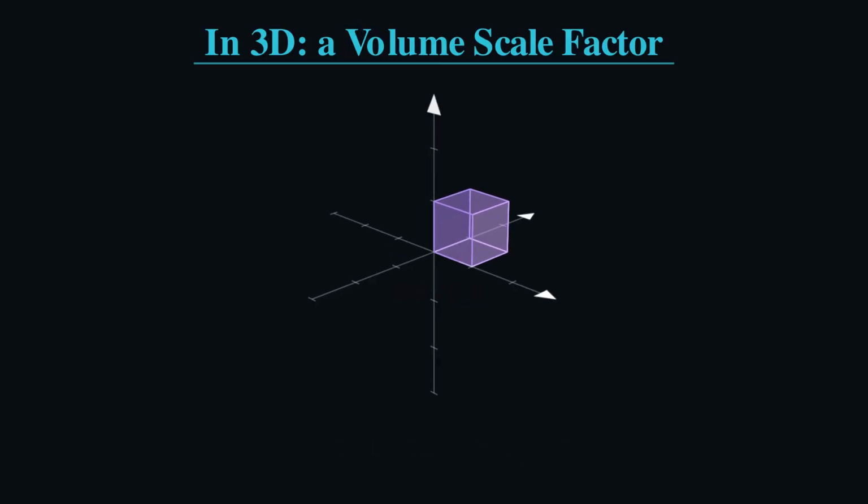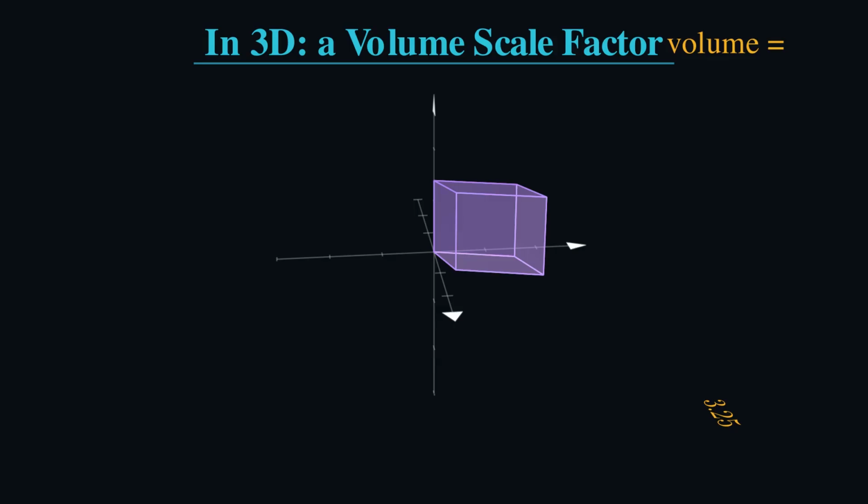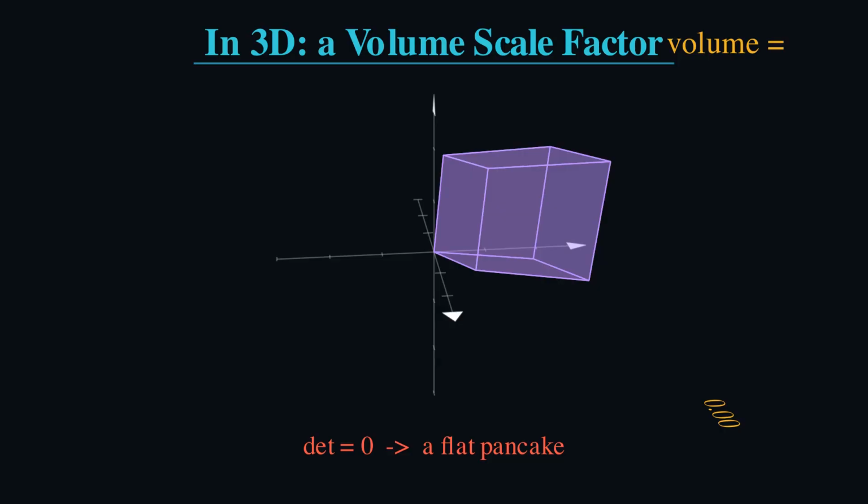Add a dimension and nothing changes but the word. In 3D, the determinant is how much the unit cube's volume grows. Feed it a 3 by 3 matrix and the cube swells into a slanted box. Its volume climbs to about 3 1/3, the determinant. And if the determinant is 0, the box is squashed completely flat into a pancake with no volume at all. Crushed, just like before. So the sign tells you flipping and 0 tells you doom.